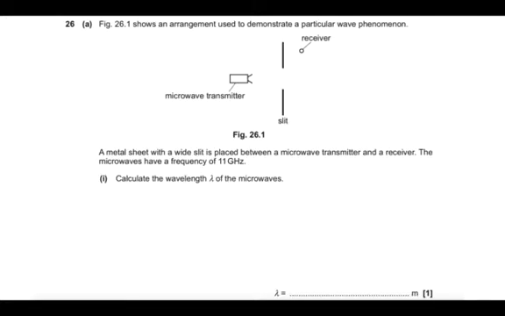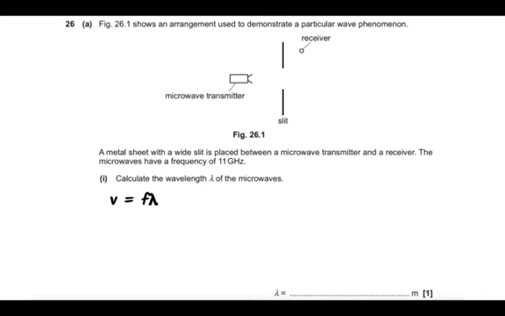2018 breadth paper, question 26. The middle to last part of question 26 was quite poorly answered by most students. The first part, part A of question 26, is a straightforward calculate the wavelength. You'll use the wave equation.